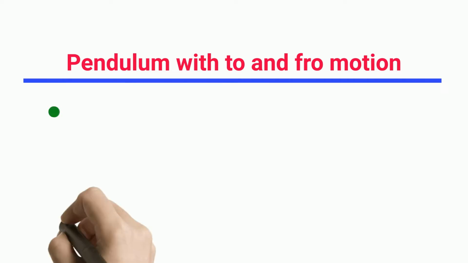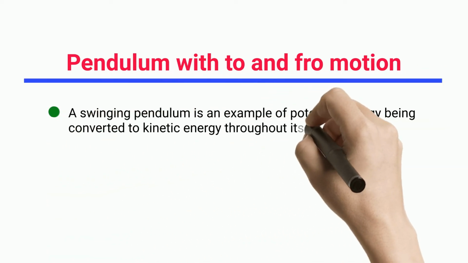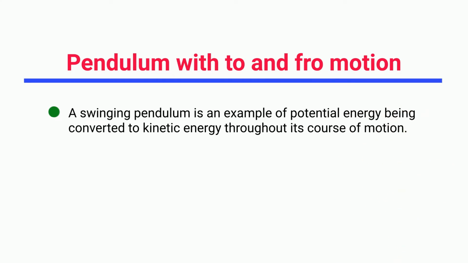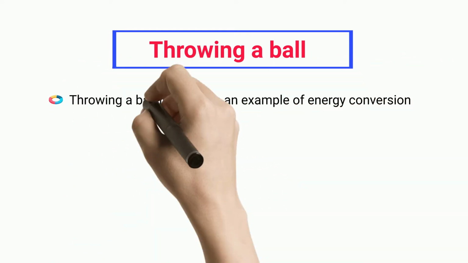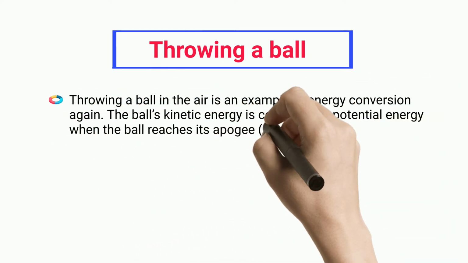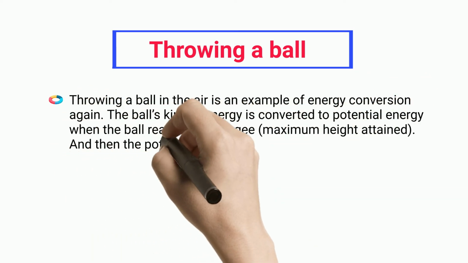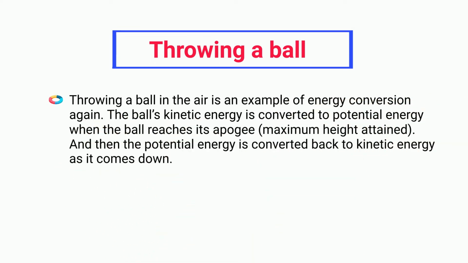Pendulum with to and fro motion. A swinging pendulum is an example of potential energy being converted to kinetic energy throughout its course of motion. Throwing a ball. Throwing a ball in the air is an example of energy conversion again. The ball's kinetic energy is converted to potential energy when the ball reaches its apogee, the maximum height attained. Then the potential energy is converted back to kinetic energy as it comes down.